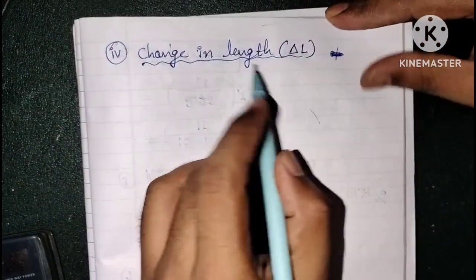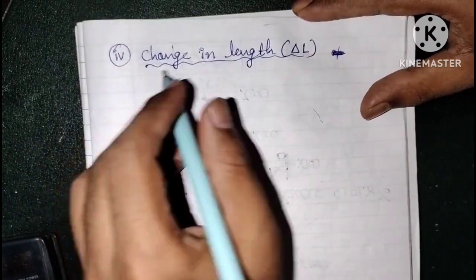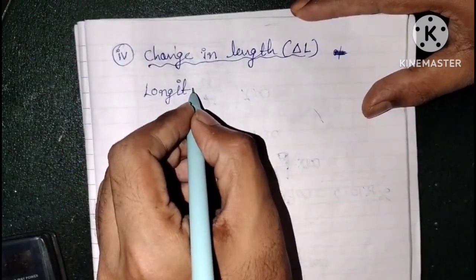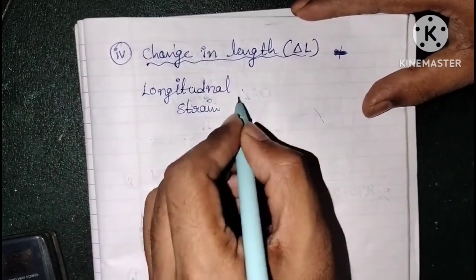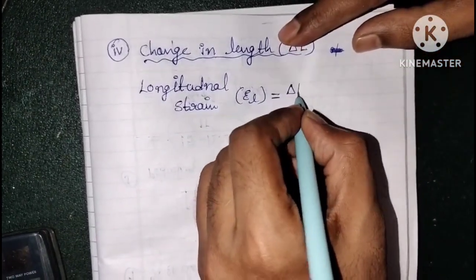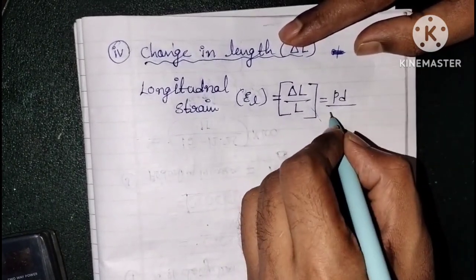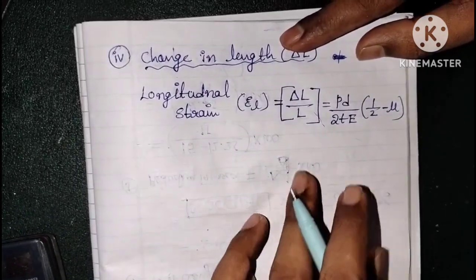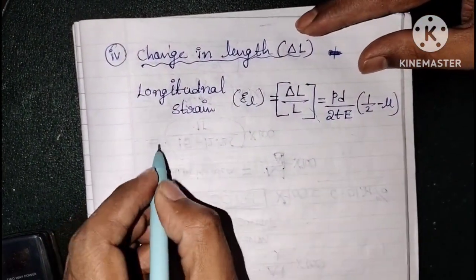So next we need the change in length. To find the change in length, we have to use the longitudinal strain formula. Longitudinal strain is denoted by epsilon L. Longitudinal strain is equal to change in length by original length, which is equal to PD by 2tE into (1 by 2 minus mu). Okay, let us simplify further.